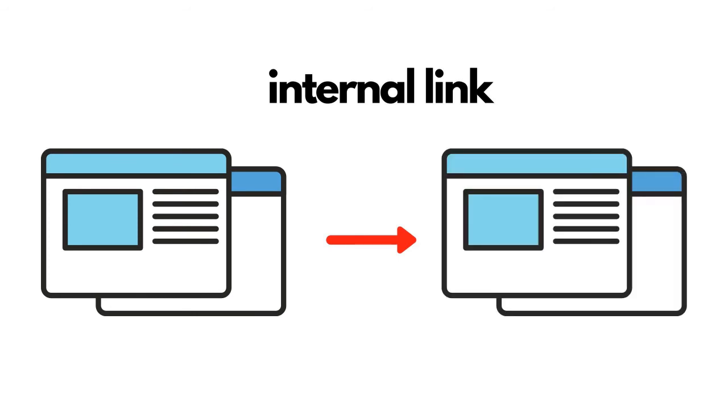Sixth is internal link. An internal link is a link that points to another page on the same website. They are useful because, first, they allow users to navigate the website. Second, they help spread link equity or ranking power around your website.